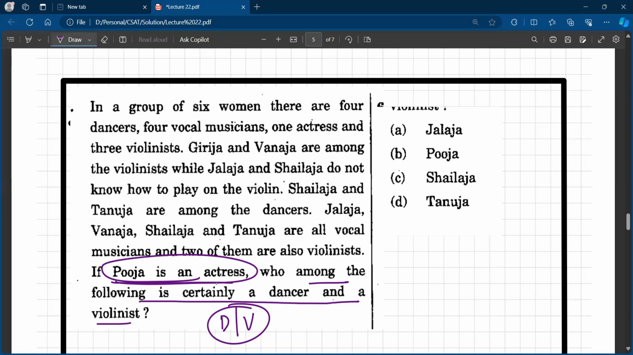Let's see. Girija and Vanaja are among the violinists, while Jalaja and Sailaja do not know how to play violin. So Jalaja and Sailaja, if presented in the options, cannot be the answer, because they don't know how to play the violin. Sailaja and Tanuja are among the dancers. So chances of Tanuja being the answer is possible.